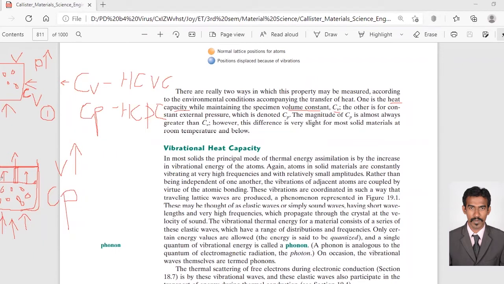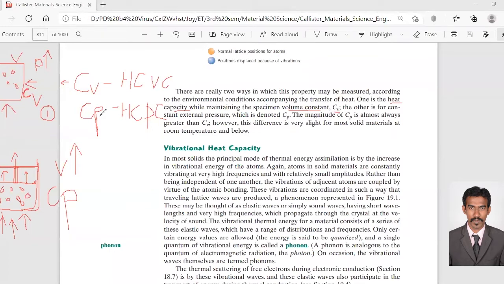Why? This is allowed to move freely. If there is excess pressure, this can move up. If the pressure is low, this can move down. So it can keep the pressure constant. This would be the setup of the constant pressure heat capacity. This is how a constant pressure heat capacity works.